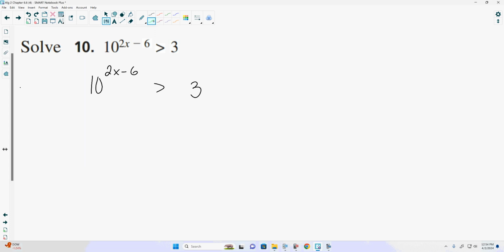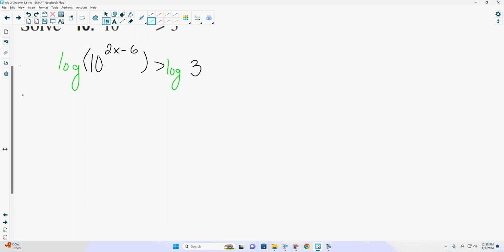Last one of the exponentials that we're going to solve. 10 to the 2x minus 6 is greater than 3. What can we do first? So we can do log base 10, which is just log. Because the base is understood to be 10, so we don't have to write it. It's not wrong to write it, but because the base is 10 with log, we don't have to. And that means our log of 10 to the 2x minus 6 reduces to 2x minus 6 is greater than log of 3.